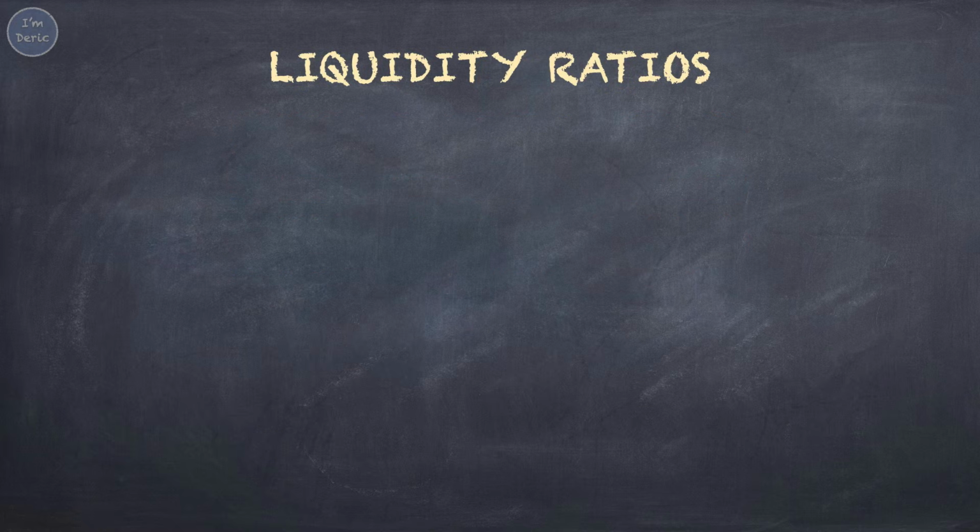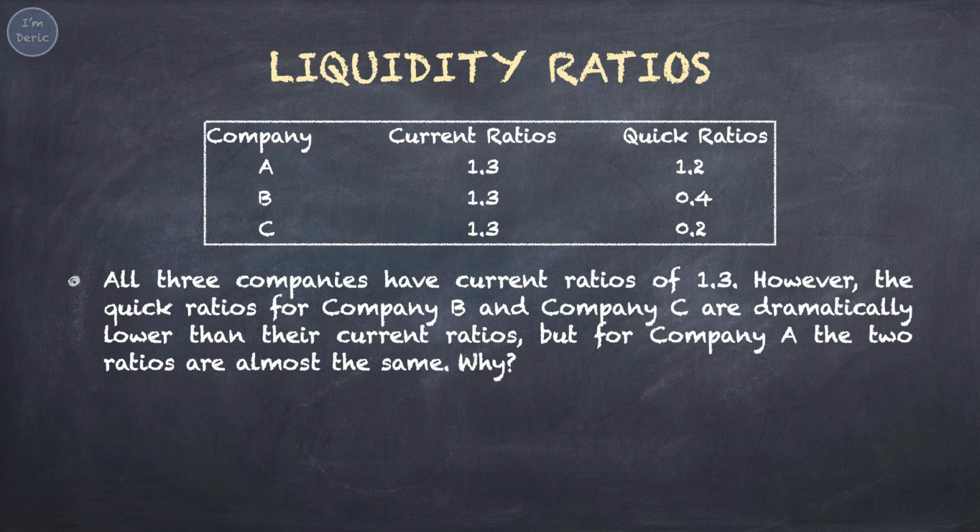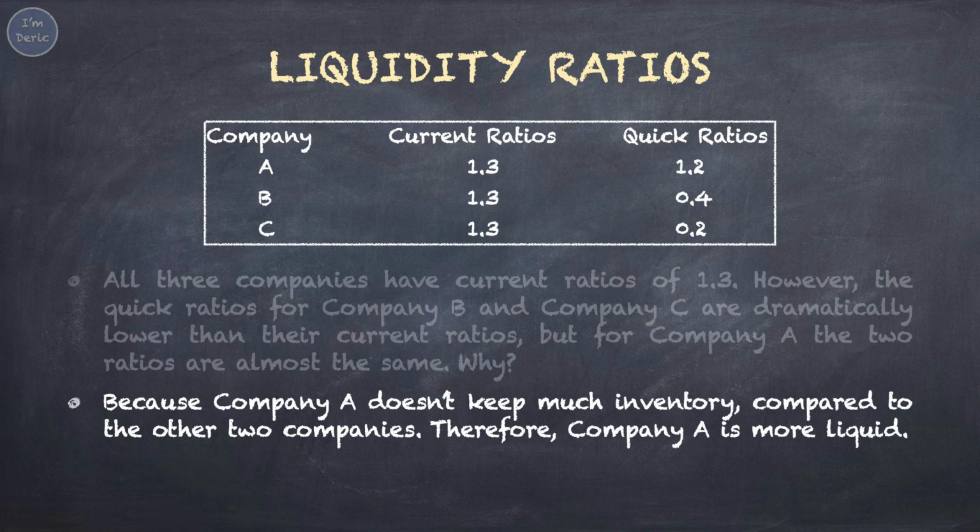Let's take an example. Let's say there are 3 companies, Company A, B, and C, and their current ratios and quick ratios are shown in the table. All 3 companies have current ratios of 1.3. However, the quick ratios for Company B and Company C are dramatically lower than their current ratios, but for Company A, the 2 ratios are almost the same. Why? The reason is because Company A does not keep much inventory compared to the other 2 companies. Therefore, Company A is more liquid.